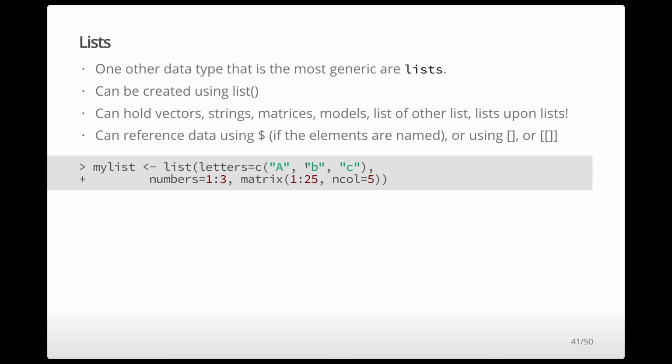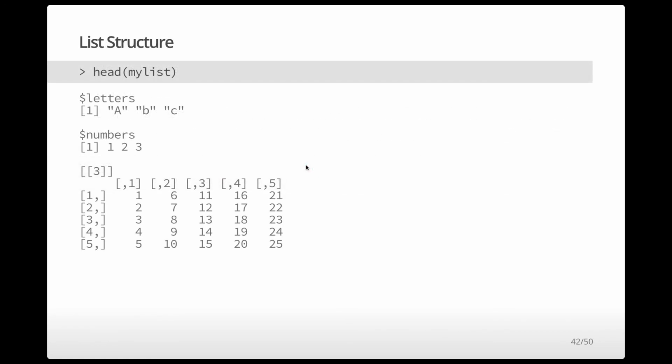If you have names, like a data frame, you can use the dollar sign to grab them. So for letters and numbers, you can grab them with my_list$letters and my_list$numbers. Otherwise, you have to use a different kind of subsetting. If you print it, this is how it looks. You see $letters, $numbers, then you see this weird double bracket notation. This is specifically for lists.